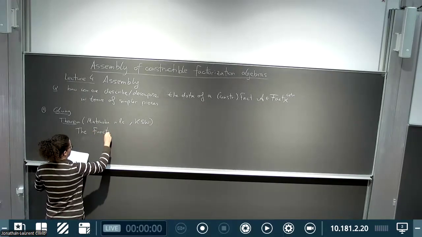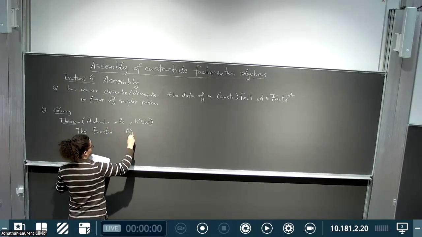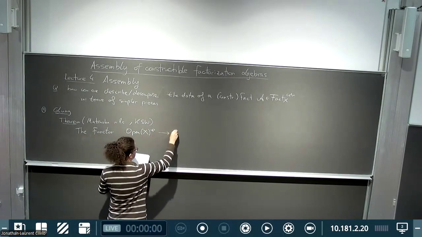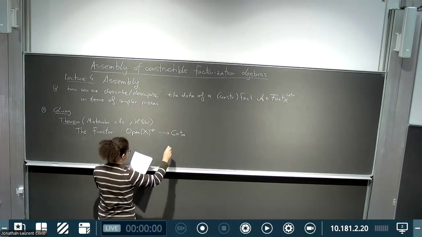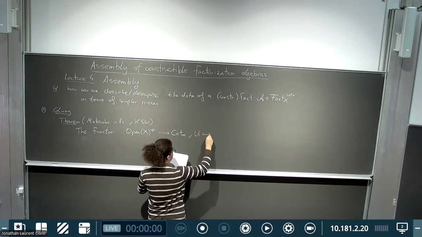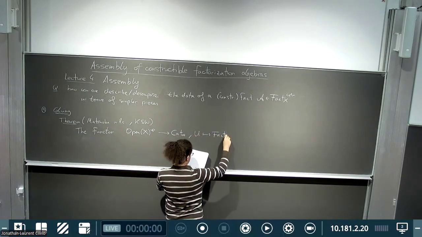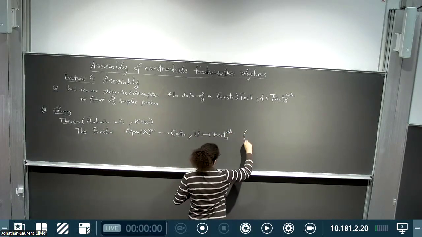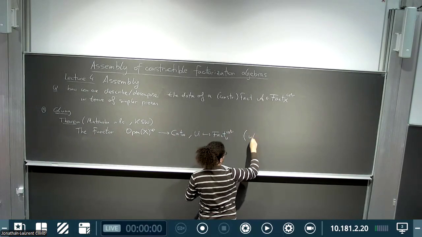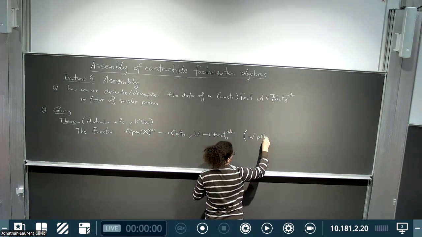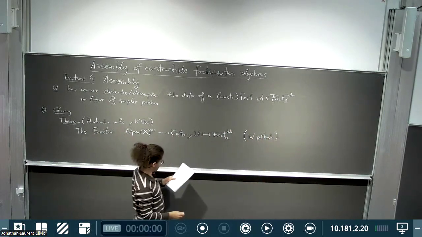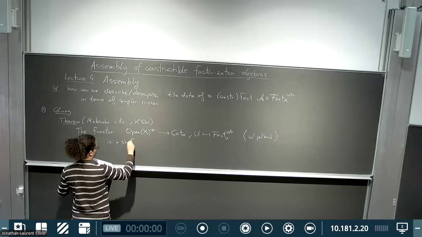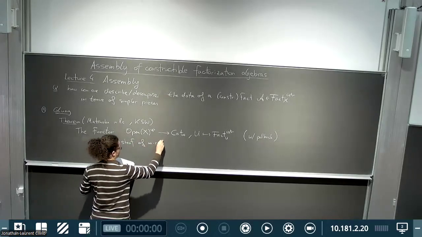So the functor that goes from the opposite of opens to Cat infinity, and which sends U to constructible factorization algebras on U, where the functoriality is with respect to the pullback, or just restriction onto smaller opens. The claim is that this is a sheaf of infinity categories.